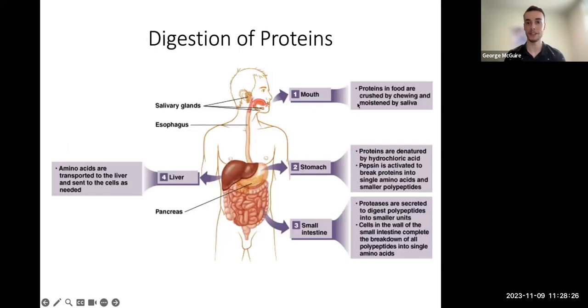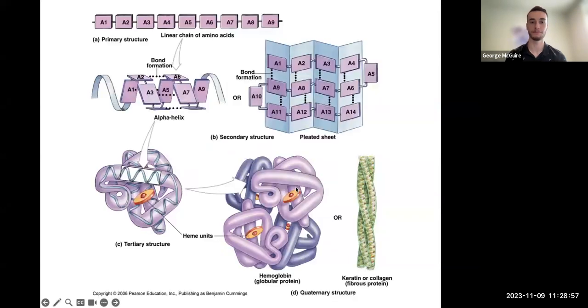So we get some mechanical digestion in the mouth. We then have both mechanical and chemical digestion happening in the stomach. Again, hydrochloric acid denatures proteins. Pepsin chemically digests them. So it is an enzyme that breaks the bonds between individual amino acids. Then in the small intestine, the rest of chemical digestion will wrap up. So the proteases from our pancreas will finish breaking apart any leftover chains of amino acids until we're left with just dipeptides, tripeptides, and individual amino acids.